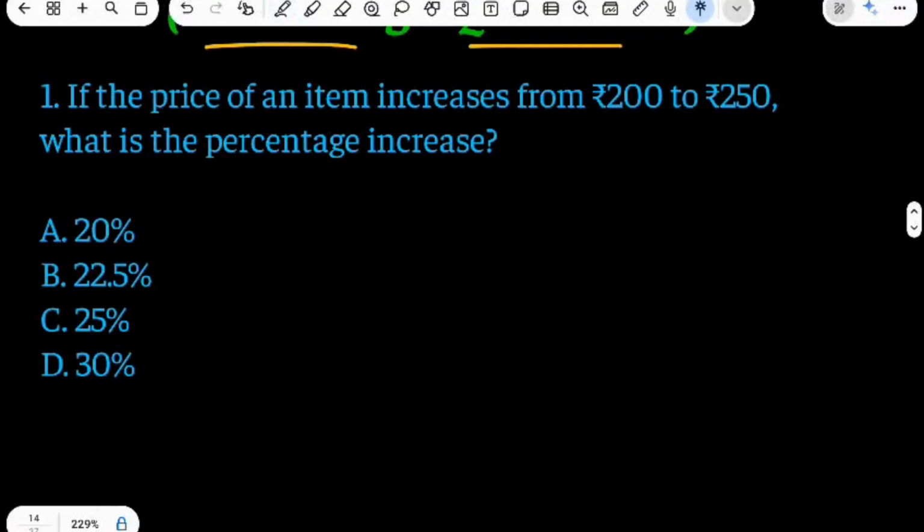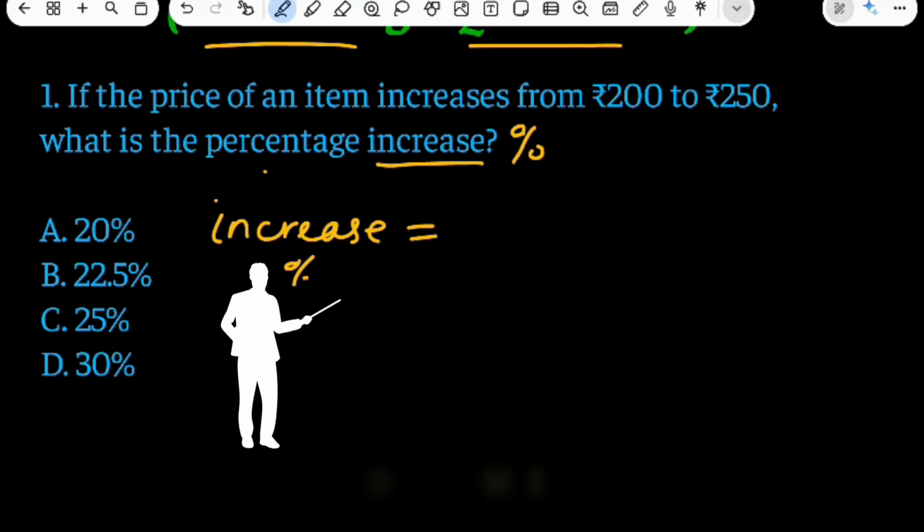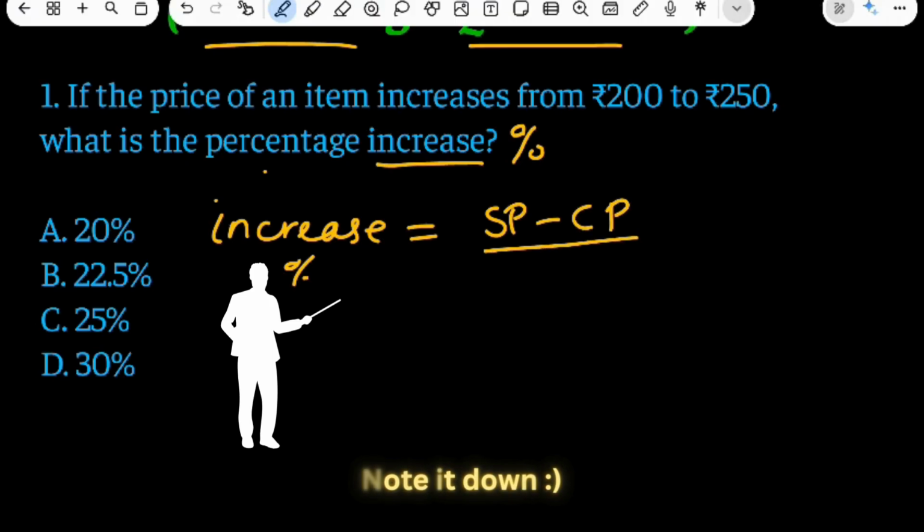If the price of an item increases from 200 to 250, what is the percentage increase? So this is a very basic question: we are provided with the increased price and we have to find the increase percentage, right? We have a very basic formula available, that is to subtract the cost price from the selling price, divide by the cost price, and multiply by 100.